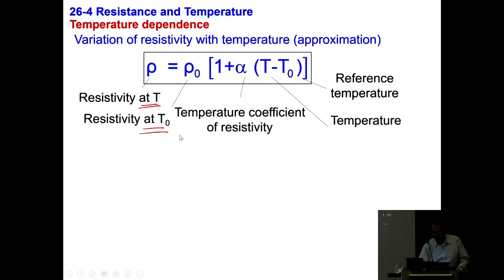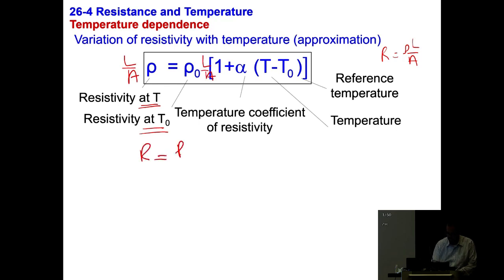Okay, so since R is equal to rho L over A, let's assume for this argument that L and A are not changing, or they change in a very small fashion. The length of the conductor and its cross-sectional area change, but they cancel each other. Let's assume that the change of the length and the cross-sectional area is negligible. So that means we can write the same equation also for resistance. Because if I multiply by L over A here, and I multiply by L over A here, I get R equals R0, which is resistance at nominal temperature, times 1 plus alpha (T minus T0).